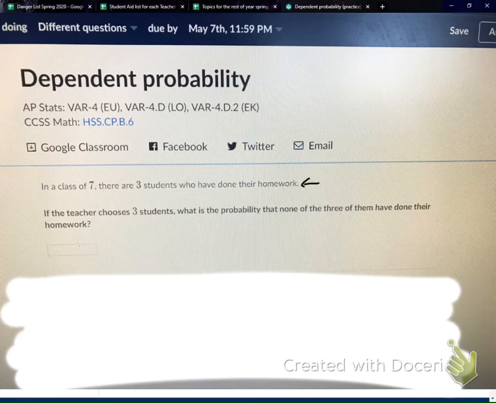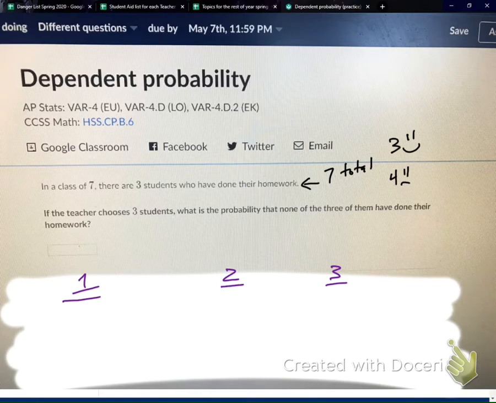This says we've got 7 total, and we've got 3 that have done their homework, which means we have 7 minus 3, 4 that have not done their homework. So the teacher's choosing 3 students. That means we have 3 choices here. And what's the chance that none of them have done their homework? Okay, so the chance that the first one didn't do their homework is going to be 4 out of 7, because there are 4 students out of a total of 7 that have not done their homework.